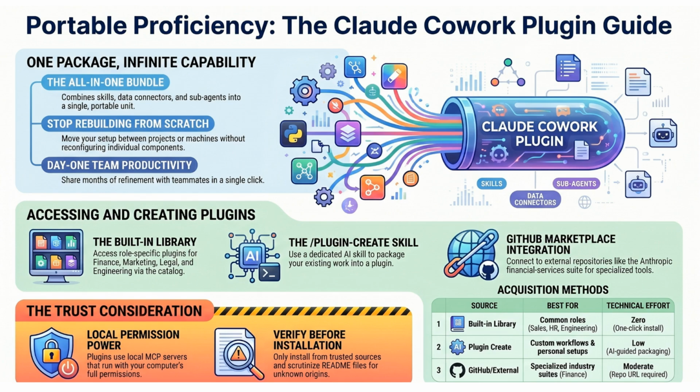The key points to hold on to are: a plugin bundles a complete Cowork setup into one installable package. Plugins can include skills, connectors, and subagents. Built-in plugins can be installed from the Cowork library. Custom plugins can be created with the plugin create skill. Plugins make complex workflows portable, reusable, and shareable. Trust matters because some plugins can run local MCP servers with computer-level permissions. For teams and enterprises, admins may restrict plugin installation to keep systems safe. The main takeaway: one package is better than 100 clicks.